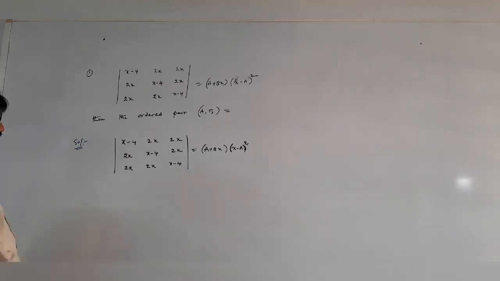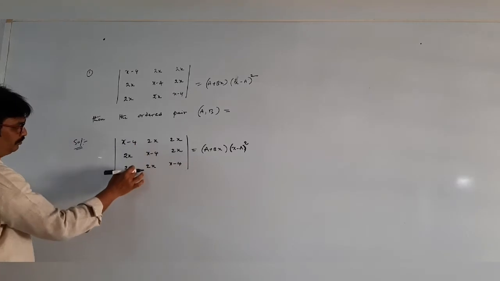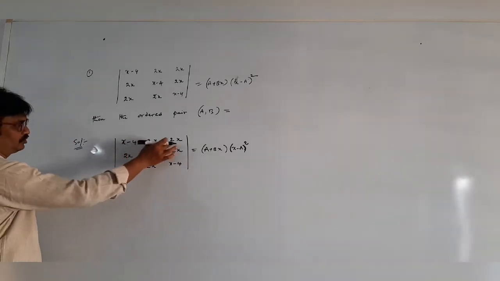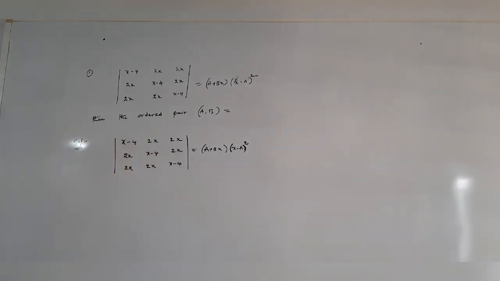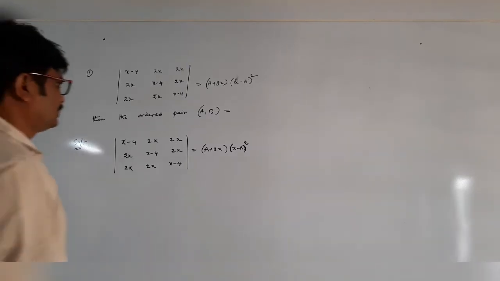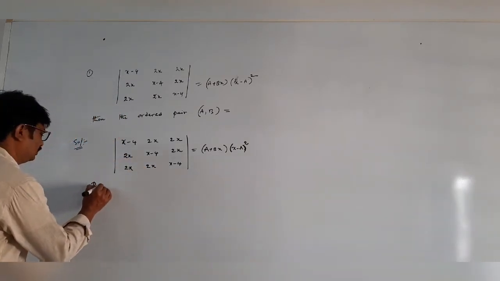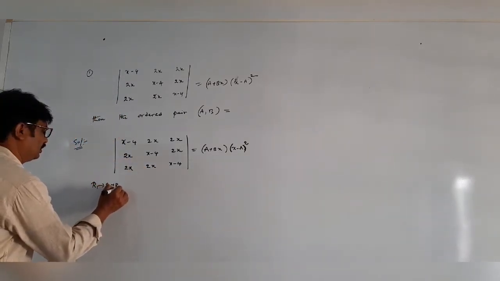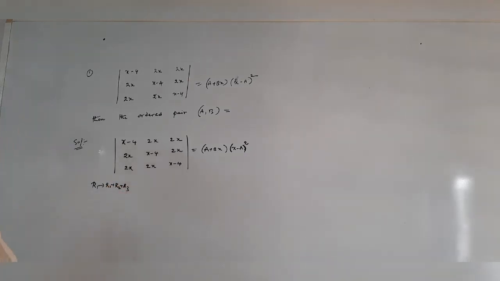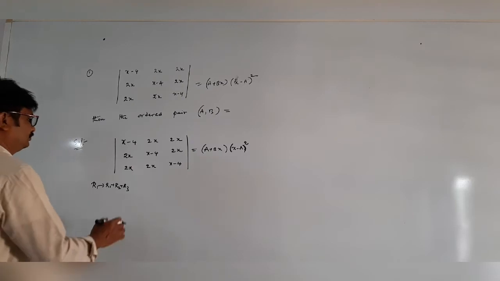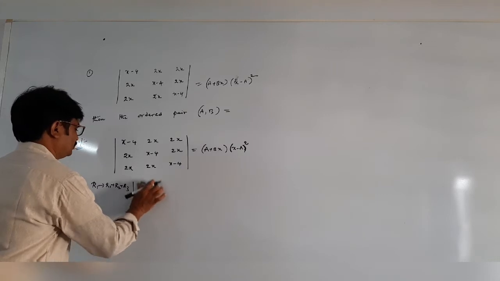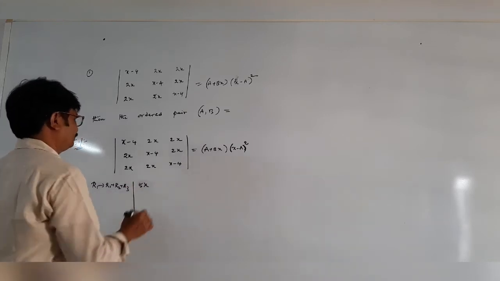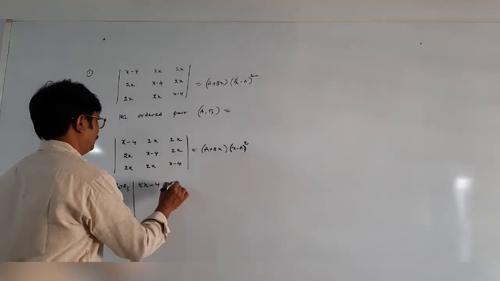First, we can observe each row and column. What are the elements? X minus 4, 2x, 2x is there. Here also 2x, 2x is there. Now we can write R1 is replaced by R1 plus R2 plus R3. Now that is what? 5x. Yes, 5x minus 4. Next, 5x minus 4.